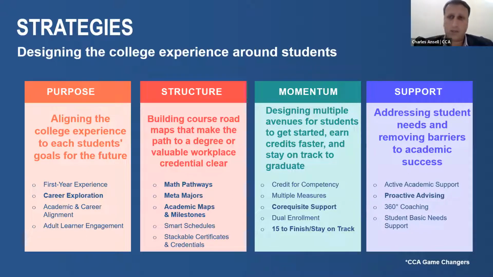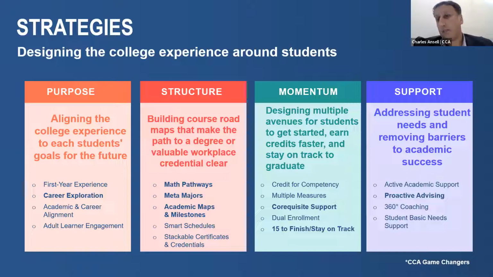I like to sometimes use a guided pathways metaphor for this, because I think everybody on the call by now is probably familiar with the pathways metaphor. But if we think of it that way, your purpose strategies are the capacity to work with students to help them set a destination for their academic journey, usually in alignment with what they seek out of their career as well as their personal aspirations. So that's why, unsurprisingly, you see reform efforts centered around first-year experience and career exploration, academic and career alignment, and adult learner engagement. The idea is, once you have that destination, what's your route, right?